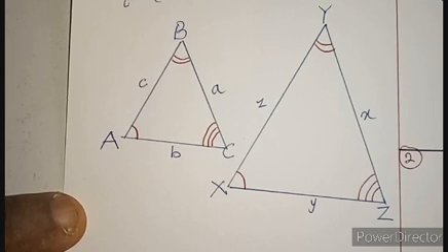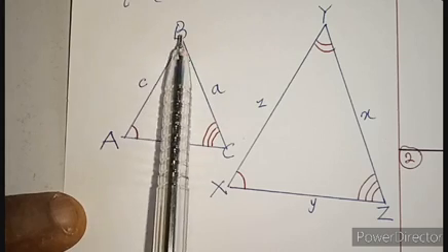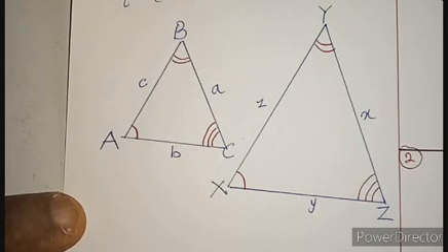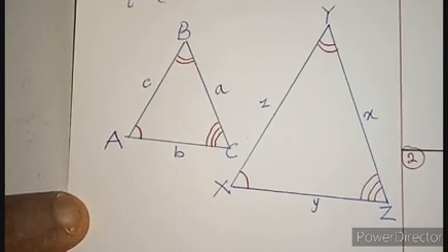So, looking at these two triangles on the board, I have triangle A, B, C. I also have triangle X, Y, Z. Now, before I can say they are similar, there are two conditions that show that two triangles are similar. Number one condition, the corresponding angles must be equal. Number two condition, the ratio of the corresponding sides must be equal.